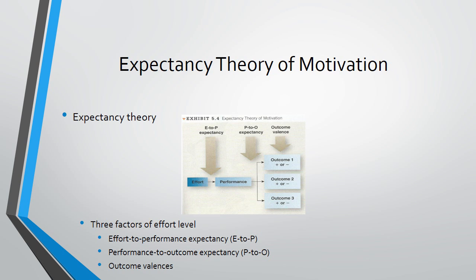Conversely, if an employee believes that even with their highest level of effort, a particular task will not produce a desired performance level, this will result in a probability of 0. P to O expectancy is the perceived probability that a certain performance level will lead to a particular outcome. A probability of 1 is achieved when an employee believes that if a particular task is completed, then this will definitely result in a particular outcome. On the other hand, an employee may feel that successful performance will have no effect on the particular outcome. This will be a probability of 0.